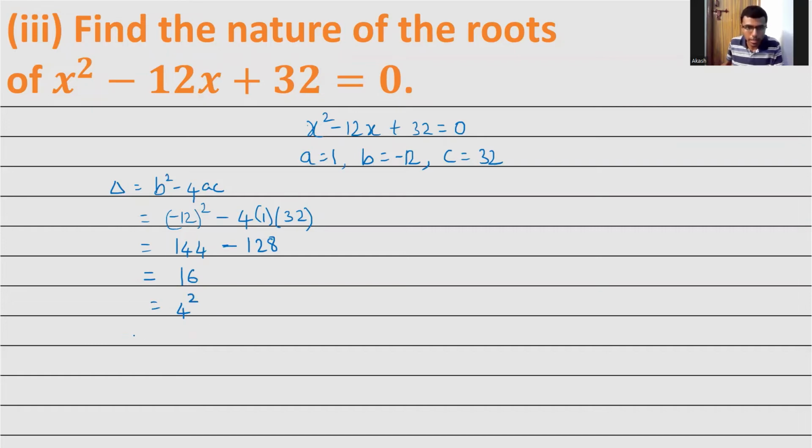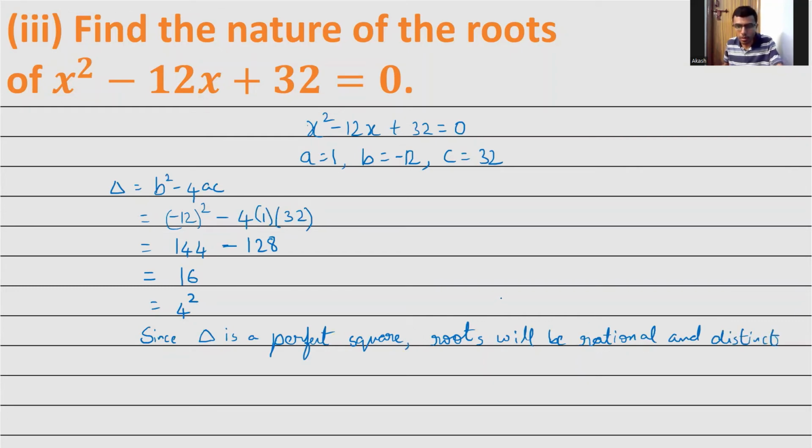Now you can write the reason. Since delta is a perfect square, roots will be rational and distinct also, because it's not 0. Okay, roots will be rational and distinct.